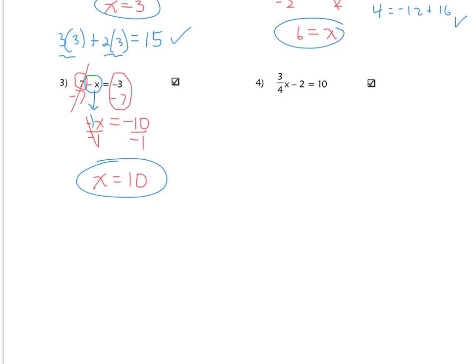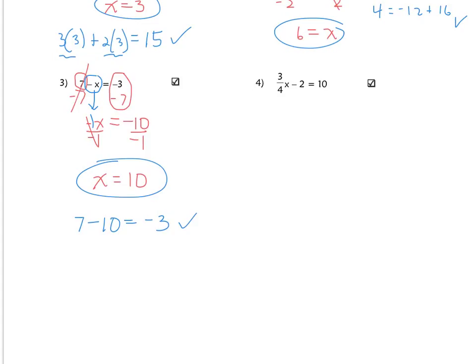If we check that, 7 minus 10 equals negative 3. Well, 10 minus 7 is positive 3, so 7 minus 10, if we flip it around, is negative 3. Okay, check, it works. X must equal 10.